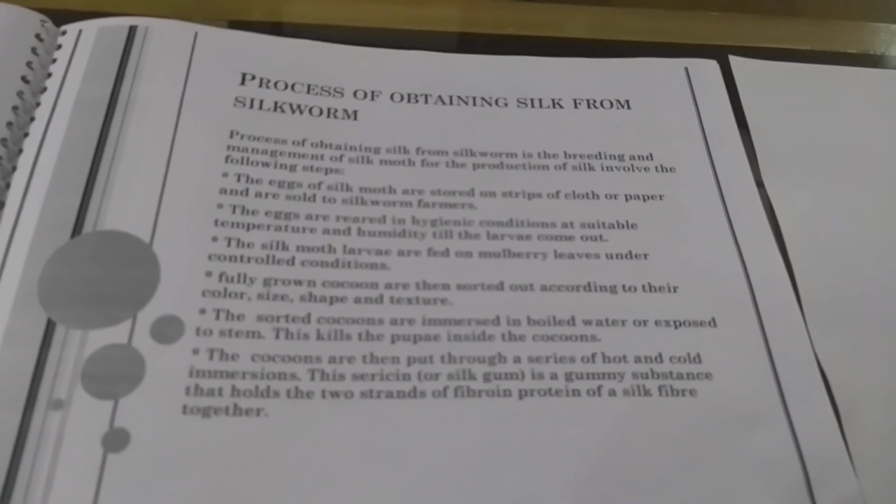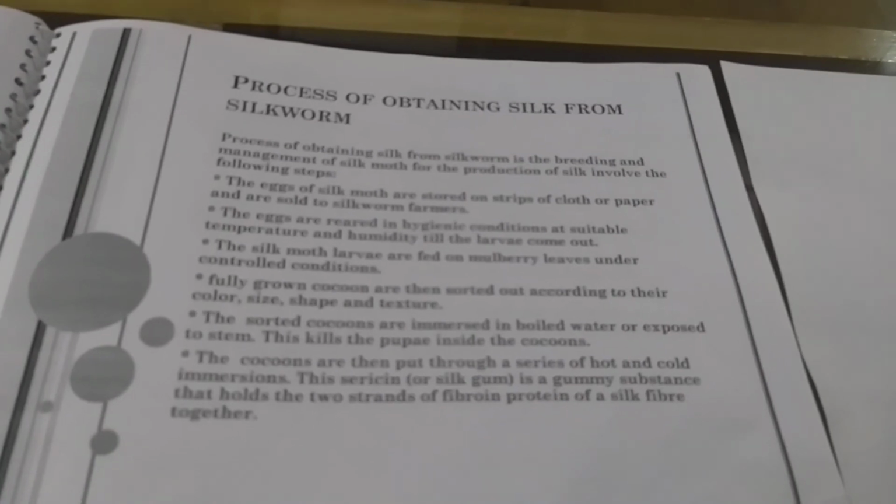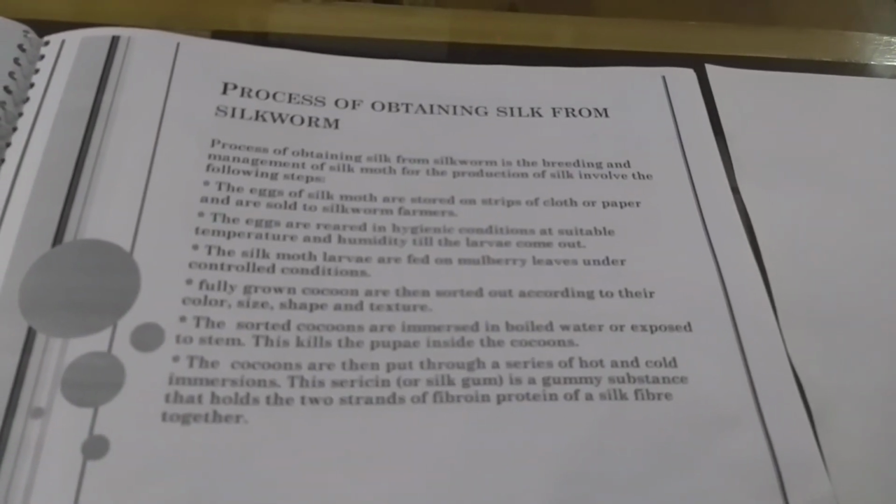The cocoons are then put through a series of hot and cold immersions. This removes sericin or silk gum, a gummy substance that holds the two strands of fibroin protein of a silk fiber together.